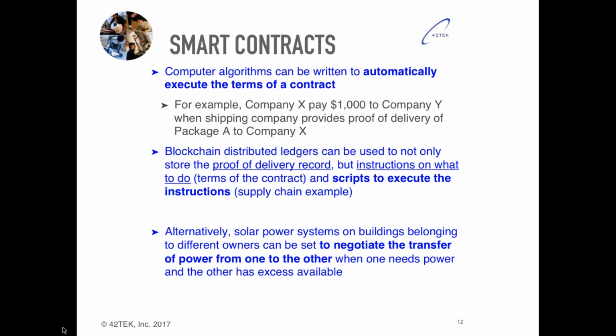One of the things you'll hear about is the concept of smart contracts, and I think Tim Christensen is going to talk a little bit more about this. But for example, you can have a script that automatically executes if certain things are entered in the blockchain. Then if this, then that. For example, proof of delivery and instructions what to do once something's been delivered, like pay the invoice.